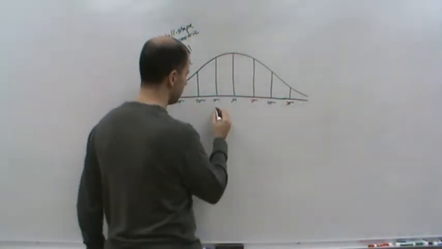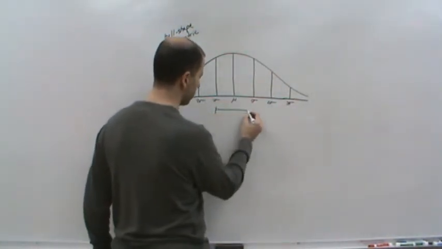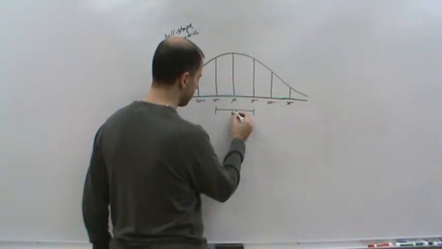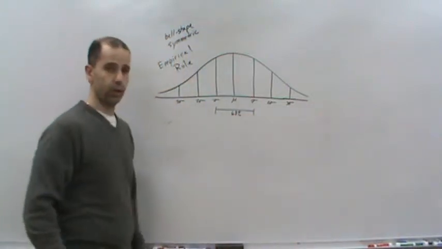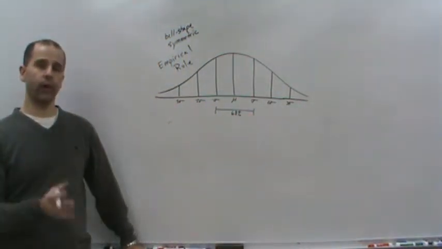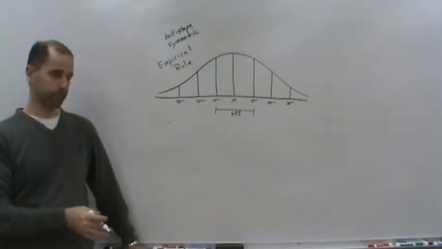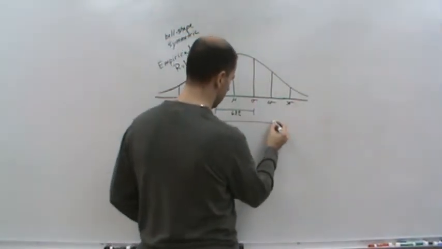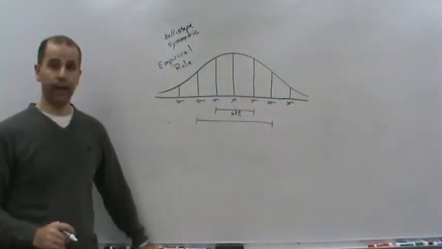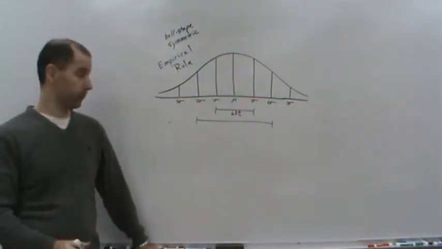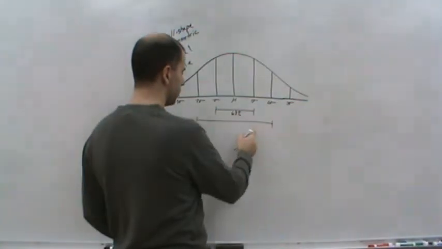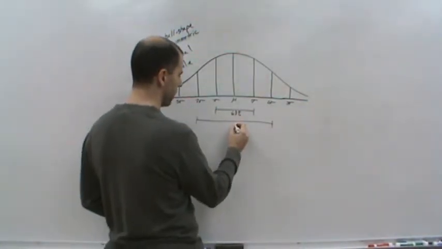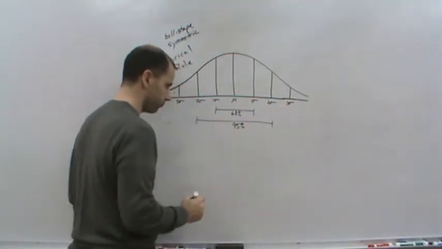If it's bell-shaped and symmetric, then we know that approximately 68% of all of the data values will fall within one standard deviation of the mean. If we go up to 2 standard deviations on either side, so this is the middle percentage, the percentage of data values jumps up to 95%.